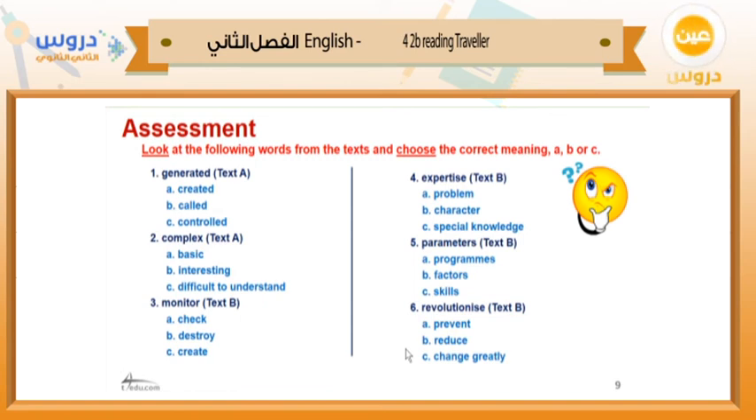Now, we have an assessment exercise. Look at the following words from the text and choose the correct meaning, A, B, or C. Number 1, generated. Does the word generated mean created, called, or controlled? It means created. Excellent. Complex: difficult to understand. Monitor: to check, to monitor something, to check for something. Expertise: special knowledge. Parameters: you have programs, factors, skills. Parameters means factors.